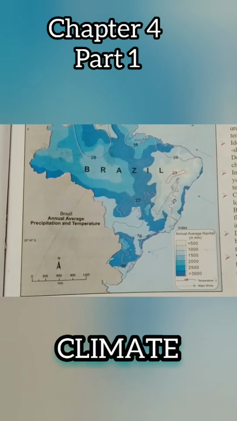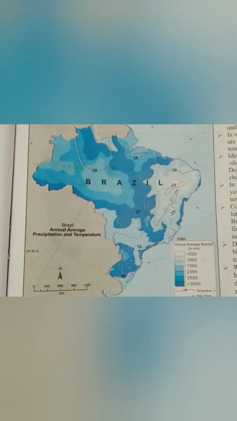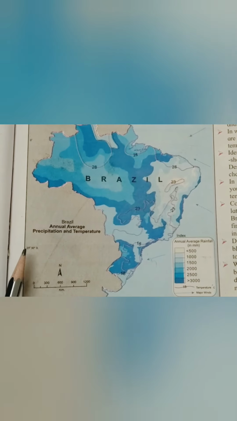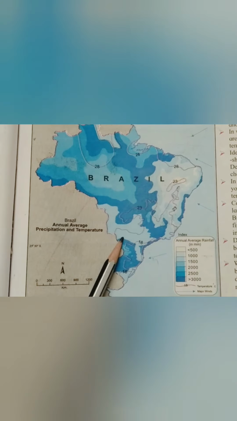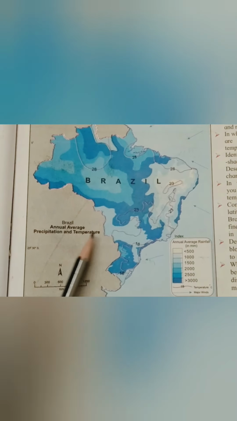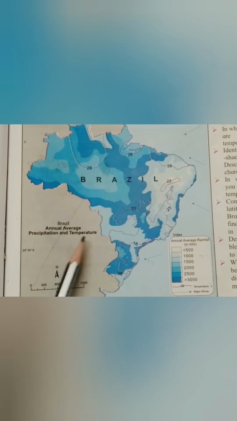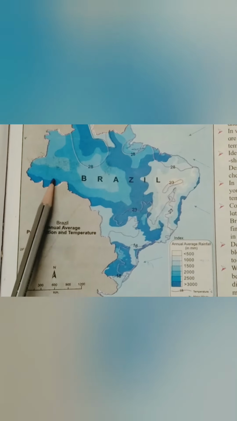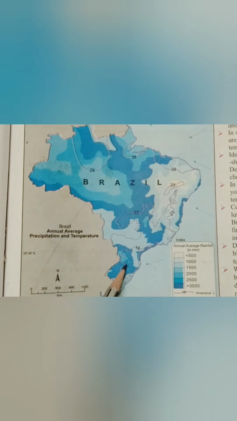Let us have a look at the map of Brazil. Here annual rainfall and temperature is being depicted. The Choropleth method and Isopleth method are used over here. The color is the Choropleth method, and the red lines of the temperature are the Isopleth method.